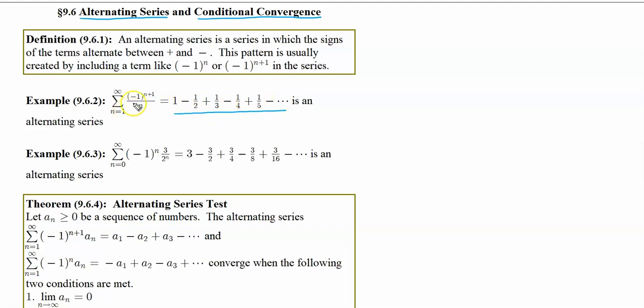If we put 1 in for this n, notice that you get (-1)^2 over 1, and of course (-1)^2 is 1, so that's how you get the +1 right here. Then if you put 2 in for this n, you get (-1)^3 over 2, and (-1)^3 is -1, right? And so that's how you get the -1/2. So you notice that negative right there. So we went from plus to minus.